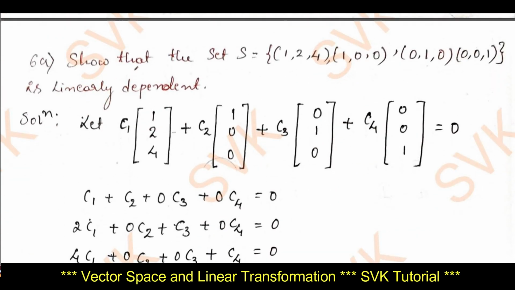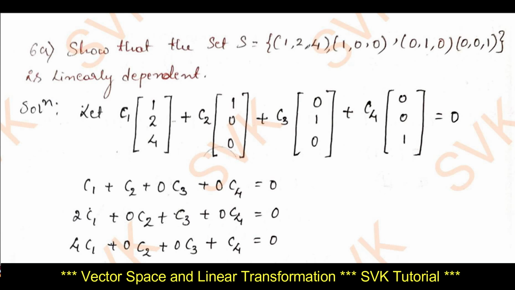Question number 6A. Show that the set S, 1, 2, 4, 1, 0, 0, 0, 1, 0, 0, 0, 1, is linearly dependent. So what does linearly dependent mean? If the solution is infinite, we can say that it is linearly dependent. So consider the given set and try to express it as a linear combination, as I have expressed it in this form.